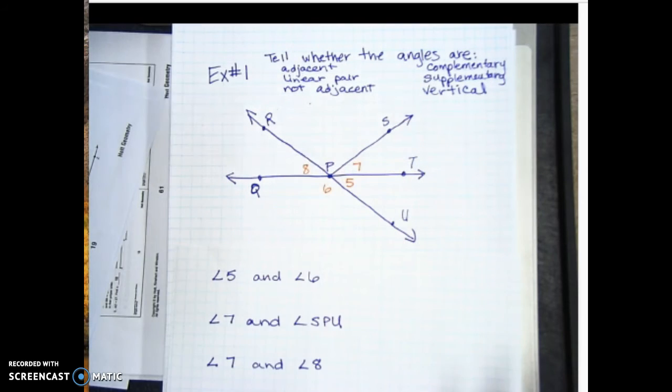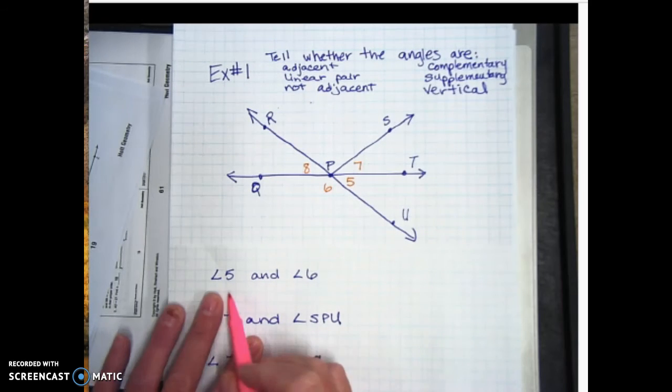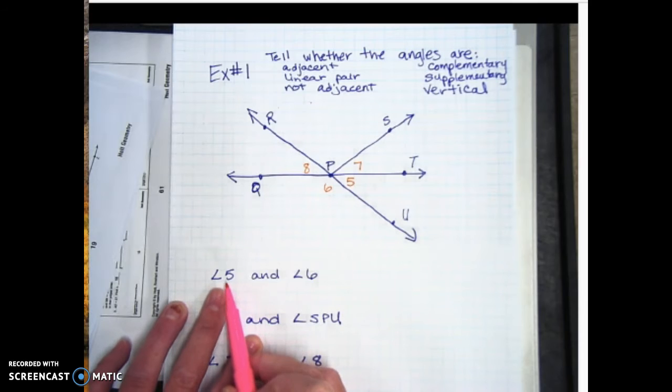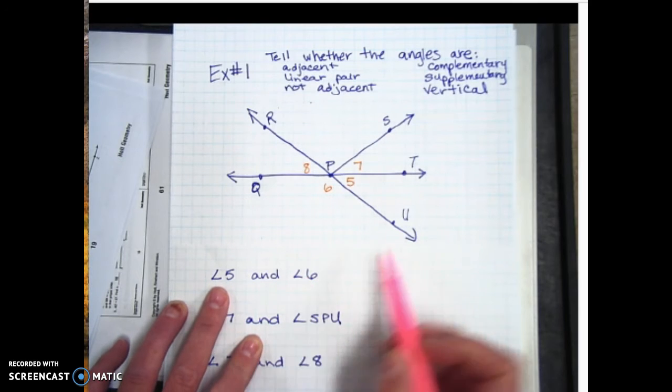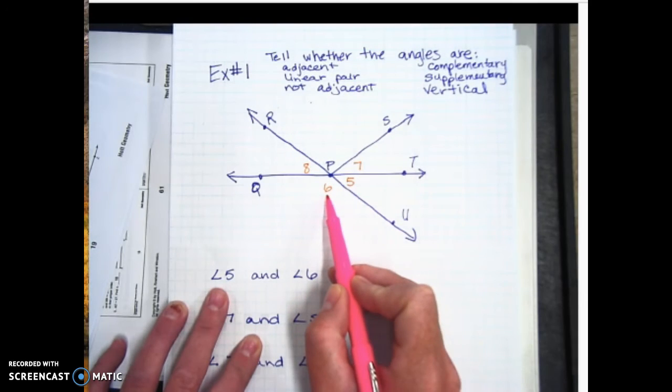So P, if you just say P, you don't know which one it is. This is a really good example of why you use 3 letters and you put that vertex in the middle. Okay? All right. So the first angle pair we're going to look at is angle 5 and angle 6. So you come over here to angle 5 and angle 6.